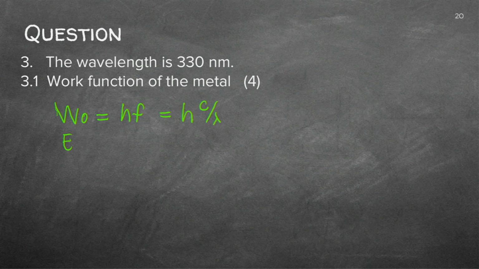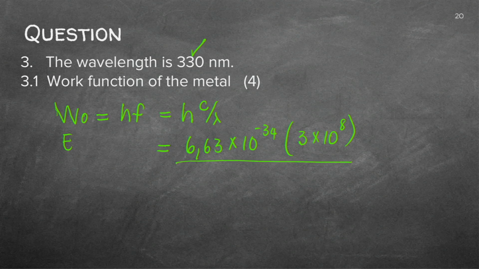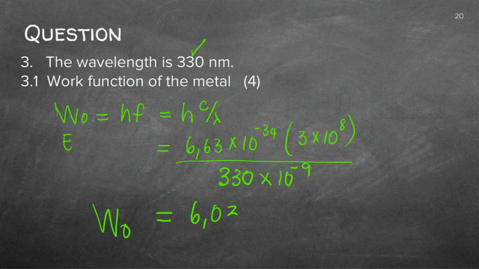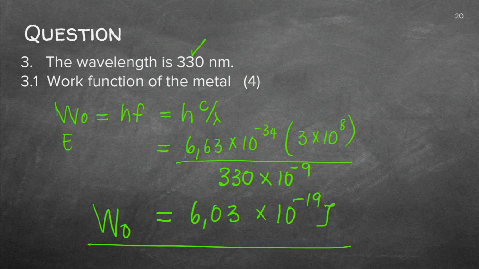So what did they give me? They gave me the wavelength. So I will go ahead with this equation. I've got Planck's constant. I also have the speed of light. And now I've got the wavelength as 330. Guys, remember, 330 nanometers is 330 times 10 to the minus 9. And if you calculate that now very carefully, you'll find that the work function of that specific metal is 6.03 times 10 to the minus 19 joule. That was your accurate calculation.